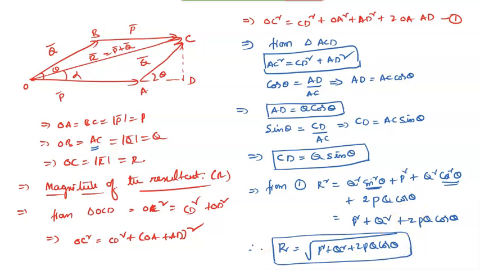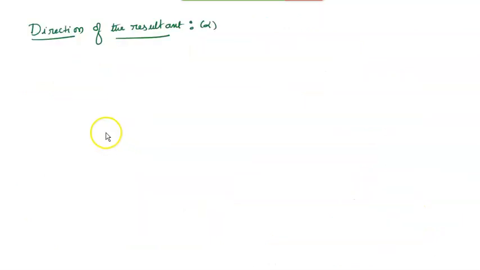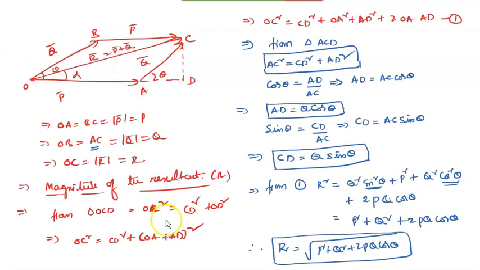The angle between them is theta. So we need to find the direction of the resultant now. Going to the previous diagram, we can observe that the resultant R bar is making an angle alpha with the P bar.